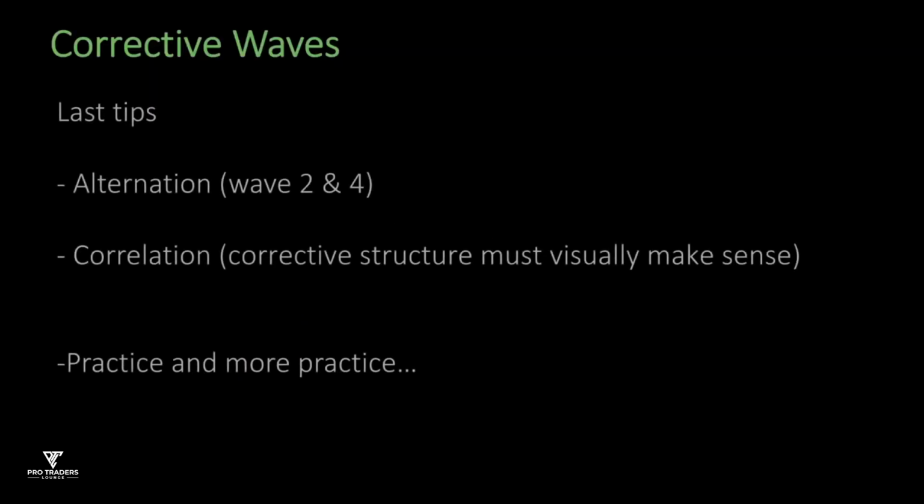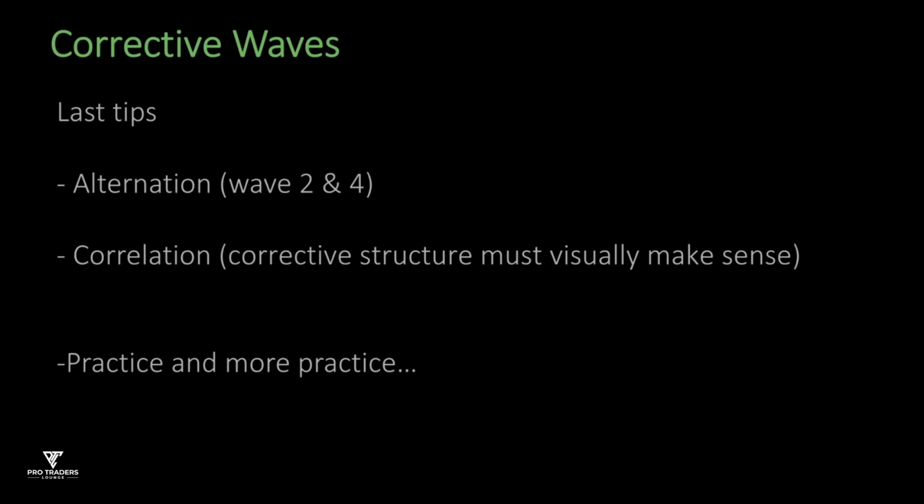So that's pretty much it. For the last tips, I do want to mention is the alternation between wave 2 and wave 4. What that means is when, for example, you have a very deep wave 2, then you look for alternation between the waves. So you would be looking for a shallow wave 4.